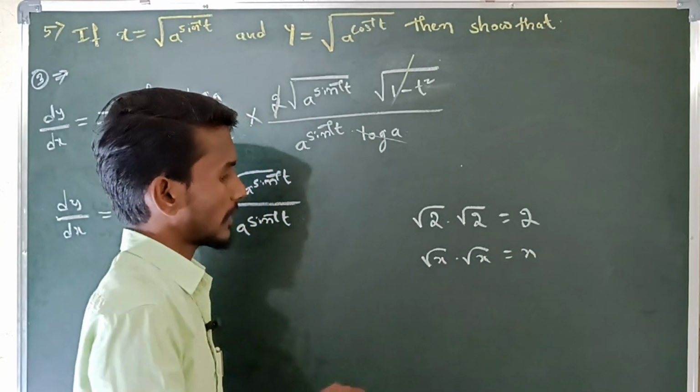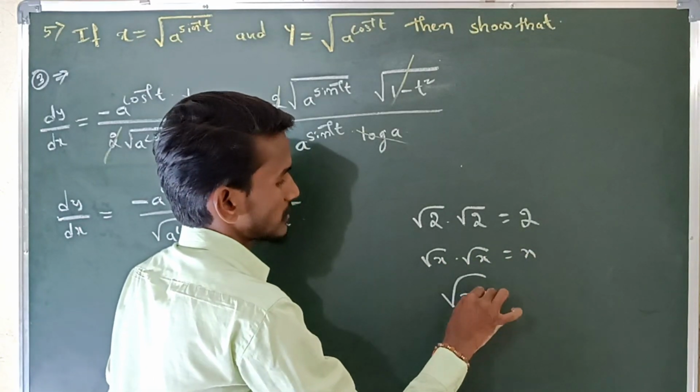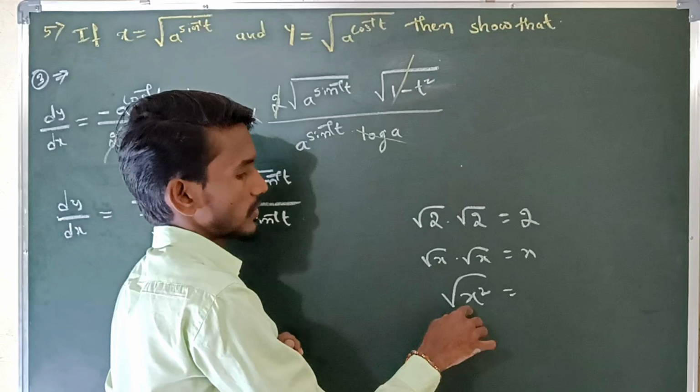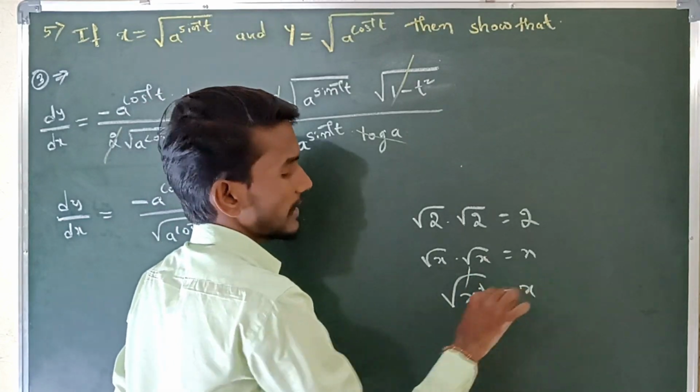Here also, x square can be written as root of x square, it is multiply x into x square, this gets cancelled, you get the x.